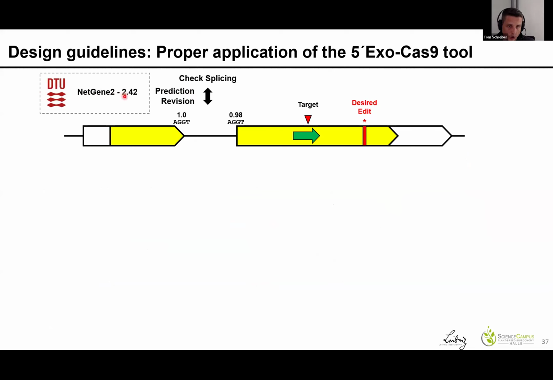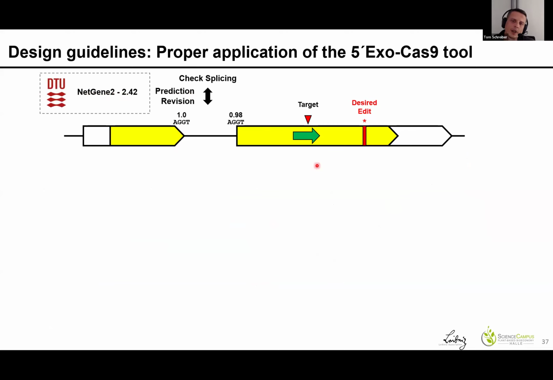Therefore, we use NetGene2. Just put the mRNA sequence there and it gives you some splice site predictions. And here it's just about not messing up the splicing architecture, which is there in the endogene, and not putting artificial splice sites in our edit and changing the gene here.